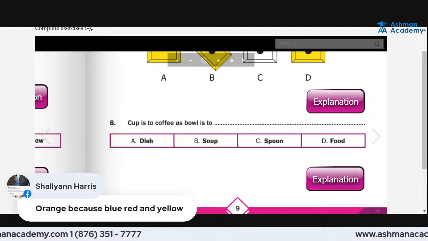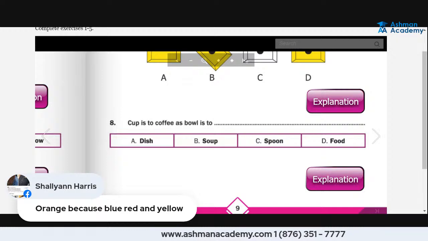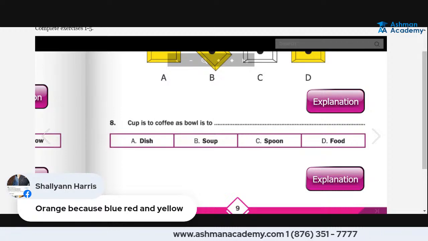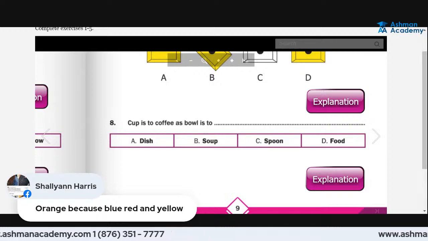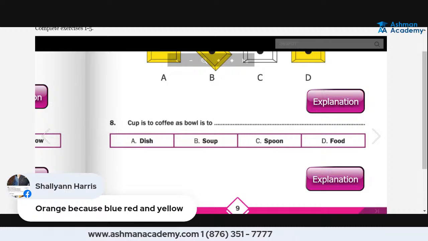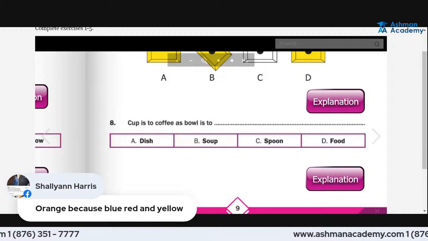Cup is to coffee. So guys, what you're looking for, you want to see the association between cup and coffee, and then you can work out the association between bowl and whatever else. So what is this association between cup and coffee? All right, before you tell me the answer, I want you to tell me, what is the association between cup and coffee? Tell me that first, guys. So yeah, this is a nice analogy. Guys, stop telling me soup now. Tell me what's the association between cup and coffee.